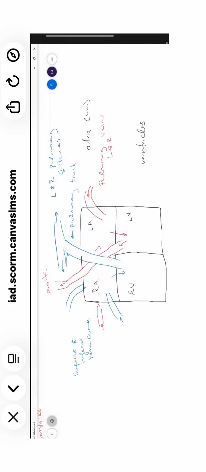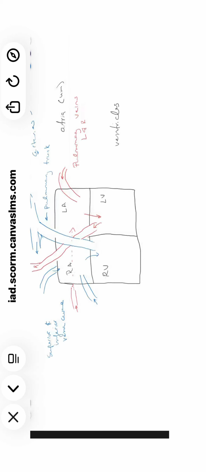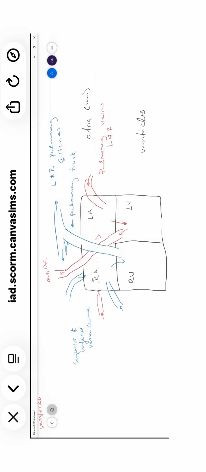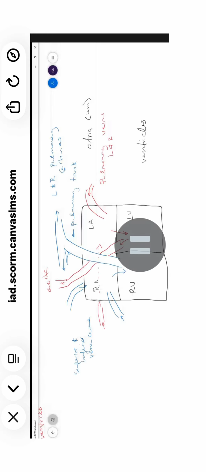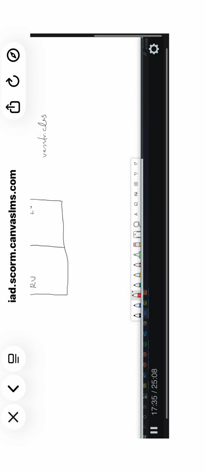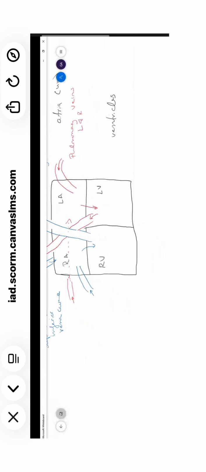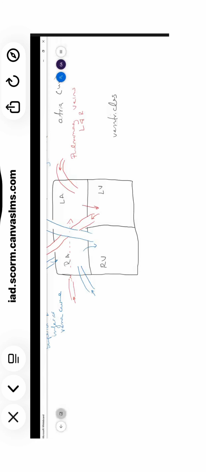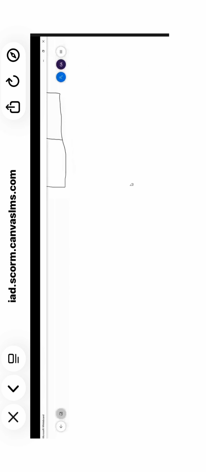So be familiar with this circuit first. Before you go any further, be comfortable with this, all right? And then let's talk a little bit about the organization and the histology of the heart. Remember, ogres have layers, onions have layers. Well, guess what? So does your heart. The majority of the mass of the wall of the heart is a layer of cardiac muscle called the myocardium. All right, and that's going to be cardiac muscle.